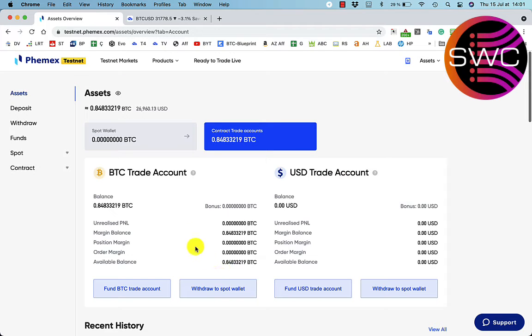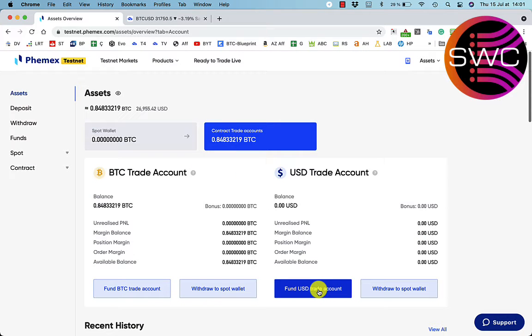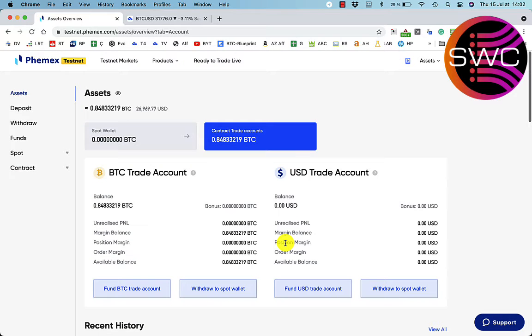Now, if you want to fund these, you can just click Fund BTC Trade Account, and then you can move money from your BTC wallet into your BTC trade account. You can also fund your USD trade account, from your BTC wallet or your USD Tether wallet as well, so that's worth bearing in mind. To trade BTC with leverage, you need BTC in your BTC trade account. To trade Ethereum and other altcoins, you need USD in your trade account.